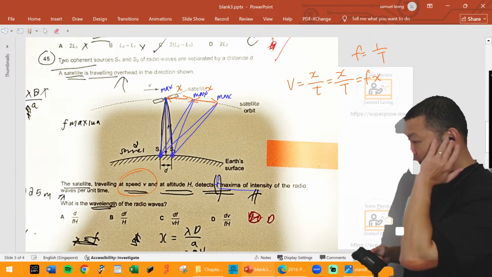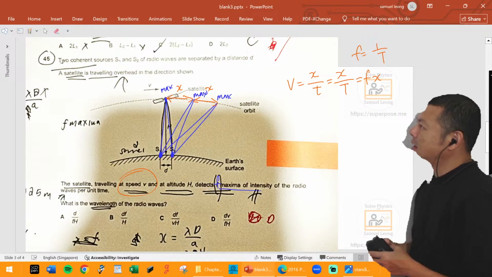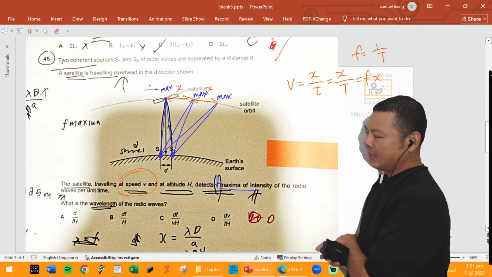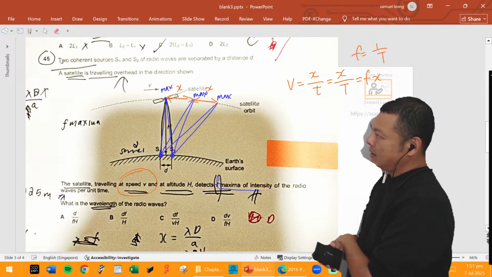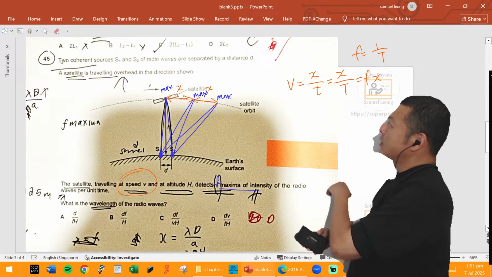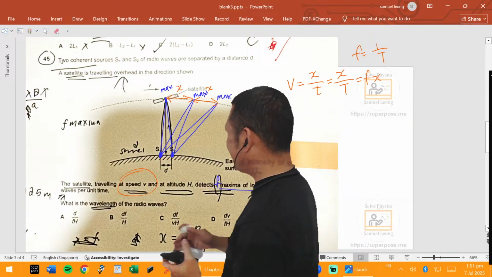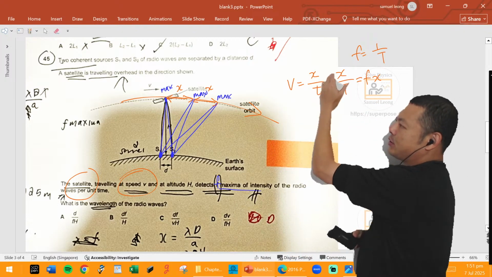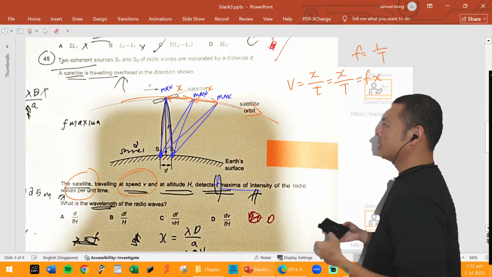I'm getting a bit confused already. This is the part where I'm not too sure what you're asking. Okay, no, this speed is the satellite speed. It's not a wave speed. The satellite is traveling across. So the v is related to the x. The x is the distance traveled by the satellite and the time taken by the satellite to go from one maxima to another maxima.